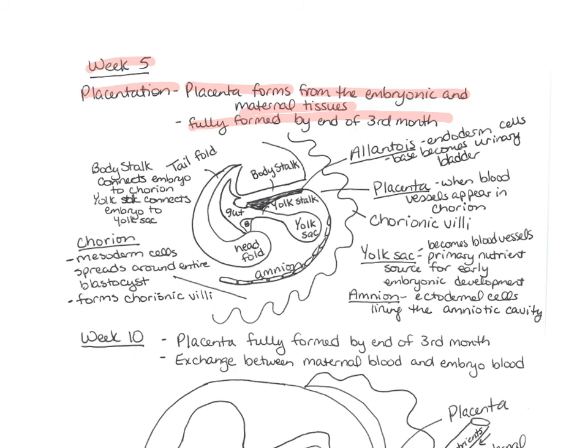Here you see the chorion, which are mesoderm cells spreading around the entire blastocyst and forming chorionic villi. The allantois are the endoderm cells. The base will become the urinary bladder. The yolk sac is the primary nutrient source for early embryonic development and will become blood vessels. And the amnion are ectodermal cells lining the amniotic cavity.